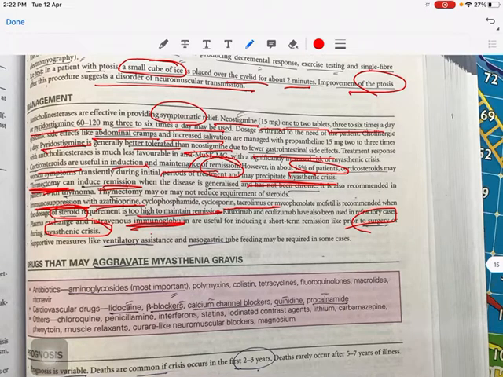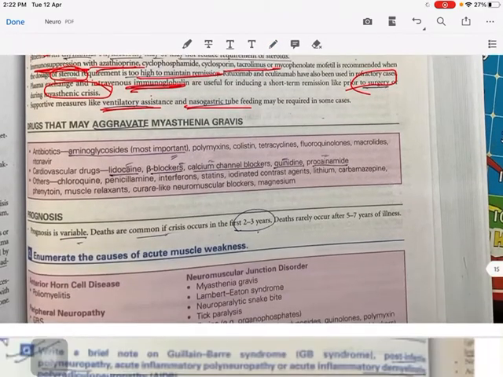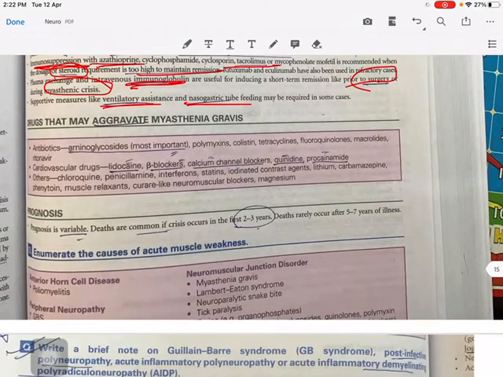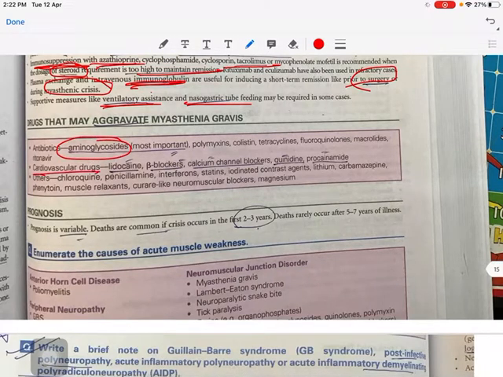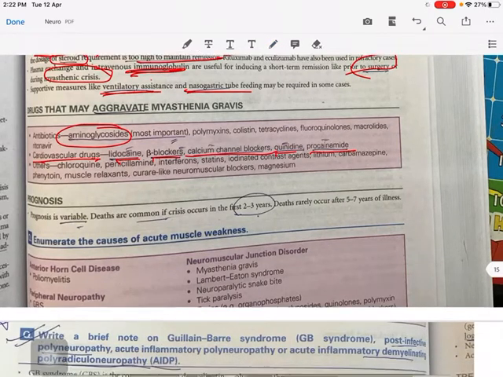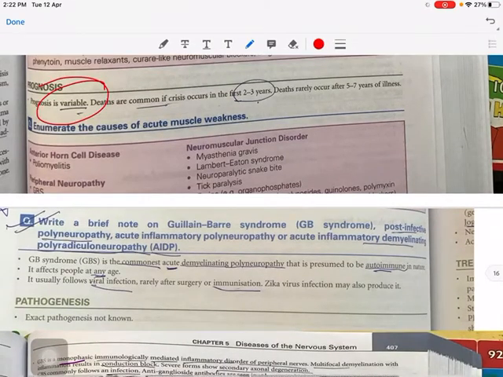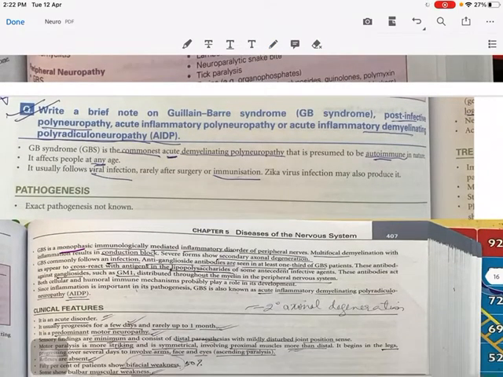And if someone has ventilatory support, we give him ventilatory support and a nasogastric tube for feeding. The drugs that aggravate myasthenia gravis, most important is aminoglycoside. Then we have cardiovascular drugs like lidocaine, beta blockers, calcium channel blockers, quinidine and procainamide. Okay, so the prognosis is variable. That is common if the crisis occurs in the first 2 years, 2 to 3 years.